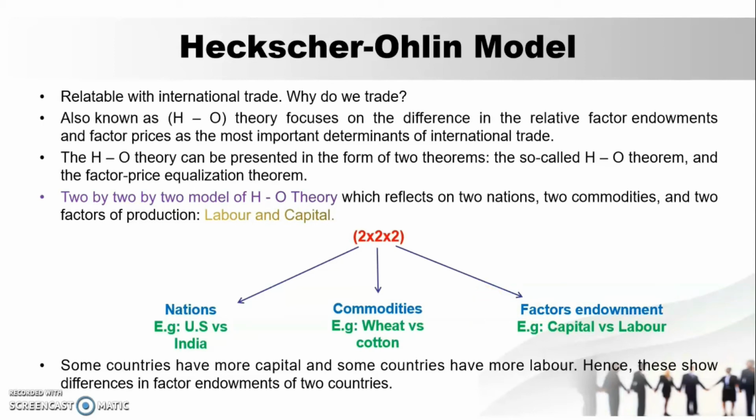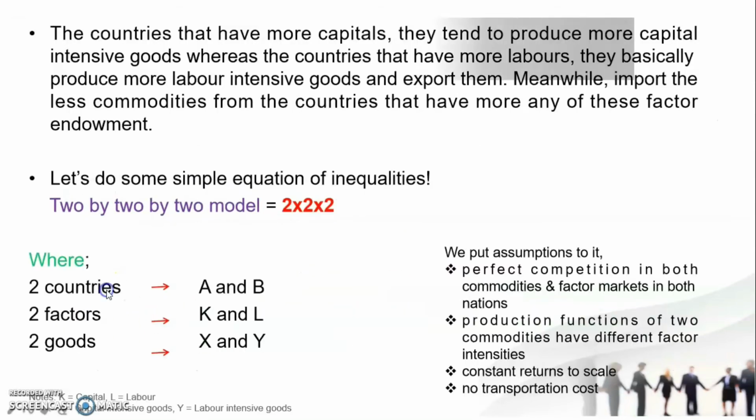Hence, this shows differences in factor endowments of two countries. To be exact, the countries that have more capital tend to produce more capital-intensive goods, whereas the countries that have more labor basically produce more labor-intensive goods and export them. Meanwhile, they import the commodities that are intensive in the factor they have less of.